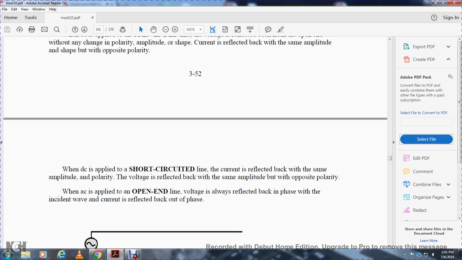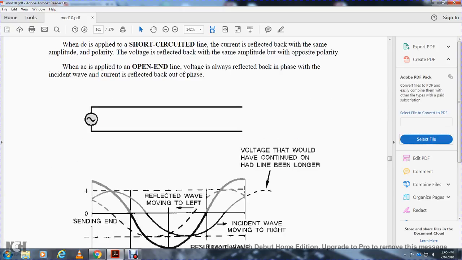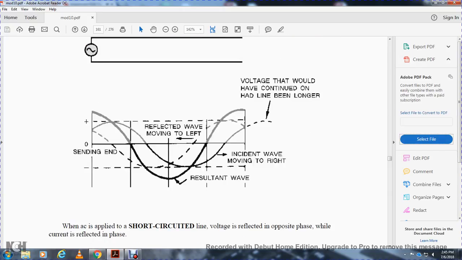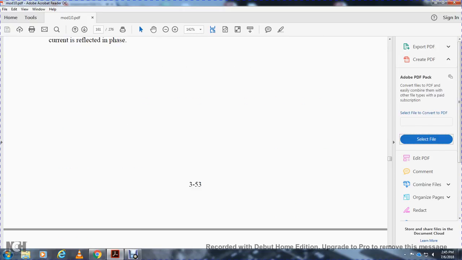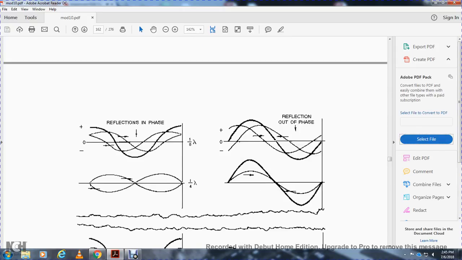AC is applied to an open-ended line. Voltage is always reflected back in phase with the incident wave. The current is reflected back out of phase. The reflected wave is the voltage that would have continued on had the line been longer. The incident wave moves to the right, and the reflected wave moves to the left. With AC on a short circuit, the voltage is reflected with opposite phase, and the current is reflected in phase. Reflections in phase, reflections out of phase.